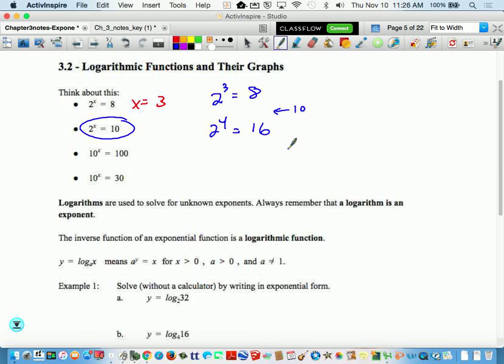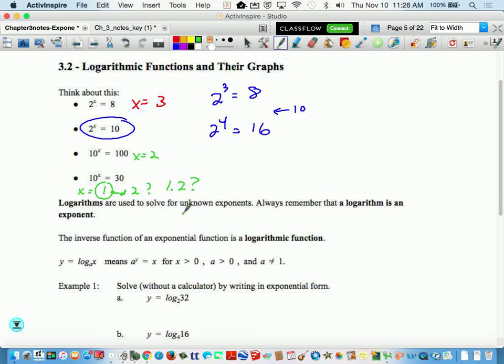So one of the things that we could do is work on logarithms. And we need the logarithm to be able to solve that one. What about 10 to the x is 100? And then 10 to the x is 30 is what? Between 1 and 2. X would be somewhere between 1 and 2. Obviously closer to 1. So maybe like 1.2, I don't know. But we're going to need a logarithm to be able to solve those.